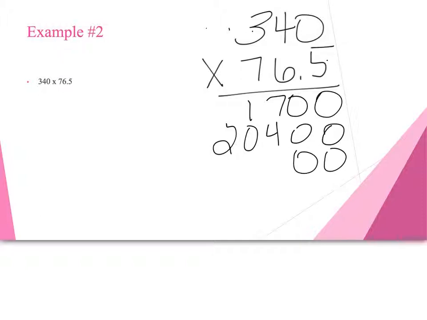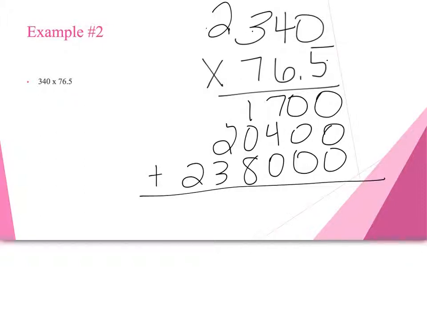We added 1 from the one above. And 7 times 0 is 0. 7 times 4 is 28. 7 times 3 is 21, plus the 2 is 23. And we're going to go ahead and add that up.